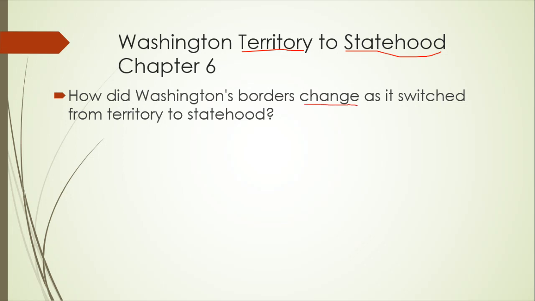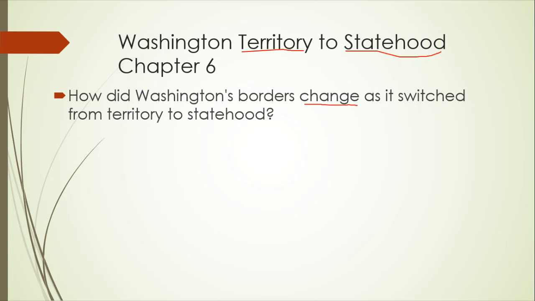Spoiler alert, our borders did not always look like how they look today. They changed a lot. It took many different treaties. It almost took a war with Canada. Excuse me, not Canada. It almost took a war with England. Our borders changed a lot. We're going to want to see how exactly they did it.